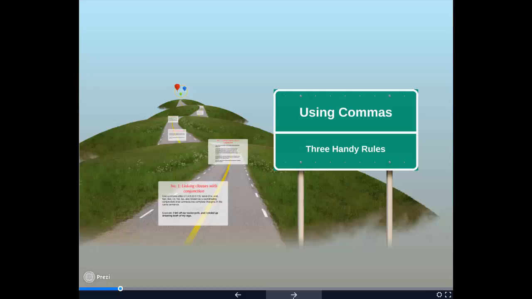Today we're going to be going over 3 handy rules for proper comma usage. Now it should be noted that there are actually 6 comma rules, but for purposes of brevity, I'm going to be just going over 3 that we tend to see being misused the most often in students' essays.